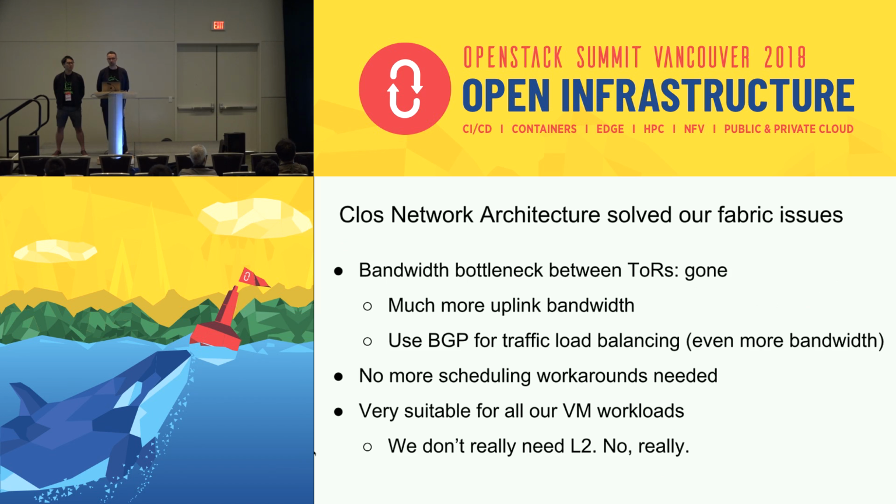Before we pushed this change, we strongly determined that our services don't really need any L2 networks. So on the VM level, we don't need any L2. Seriously, we don't. So this Clos architecture proved to be very suitable for our use case. Maybe some of you will find this use case interesting, maybe not, but it really depends on what you run in your data centers.